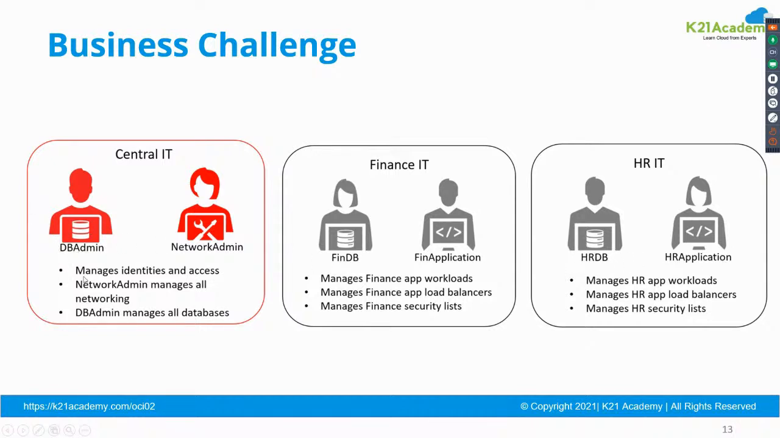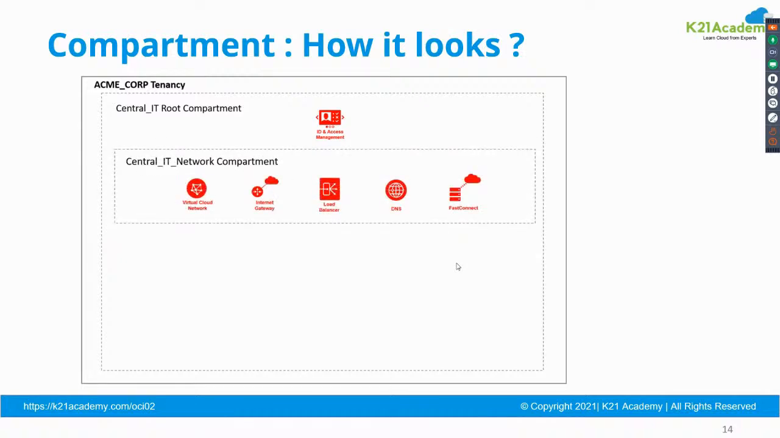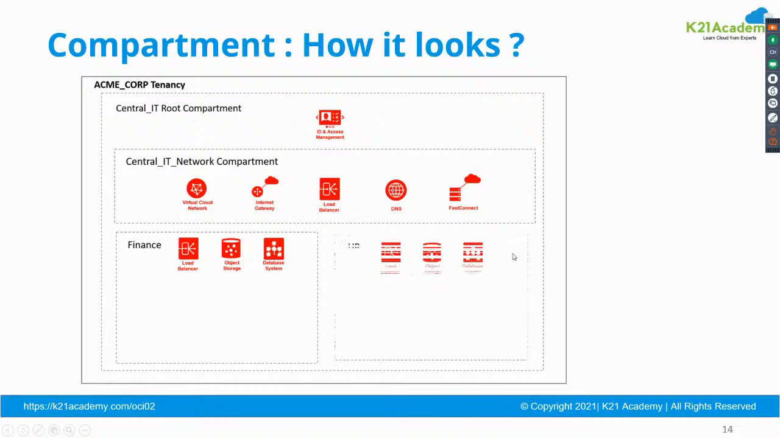Now I want to give access to the database administrator. The centralized team is going to do it. It will give access to only the database resources to the DBA, and only the network resources to the network administrator. So that is how the business challenge is answered by Oracle and met by a compartment. Here you can see I have a centralized IT compartment, and the IT network compartment, in which I have all the network resources created. I have a finance compartment, and I have created an HR compartment, which will have their own resources, and I can control the access level of these resources accordingly.